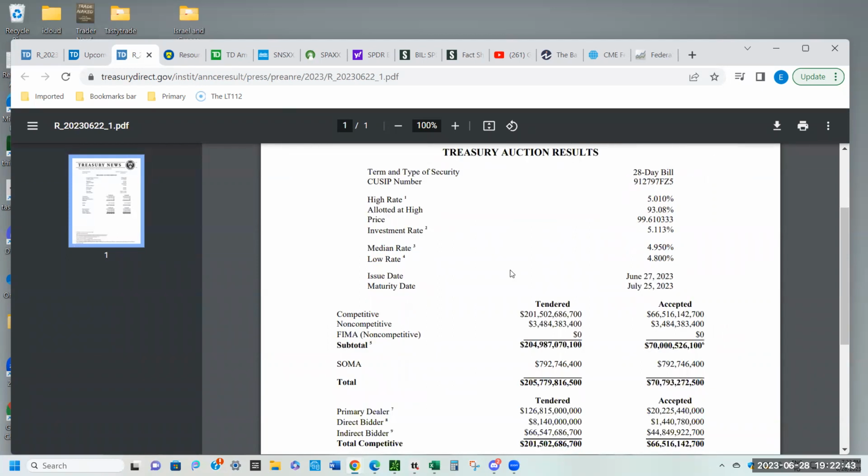When people purchase T-bills, there are 2 ways to do it. You can do it competitively and non-competitively. We do it non-competitively. We just say we want the T-bill. And whatever the high rate is, that's the rate we automatically get as non-competitive bidders. So it's the 5.01 discount for a 5.11% rate of return. That's like an APY, if you will.